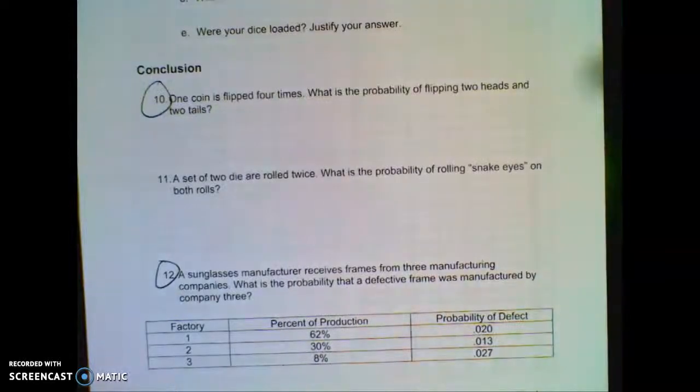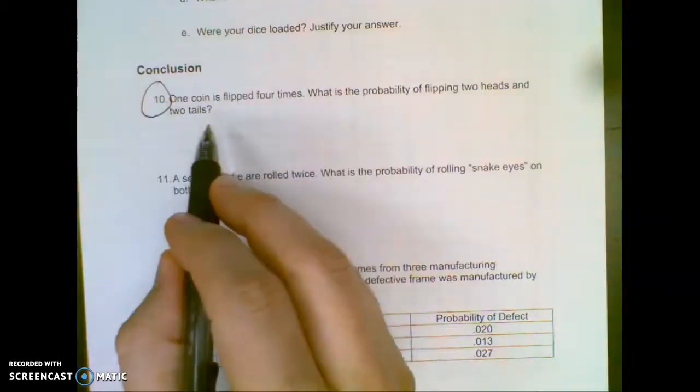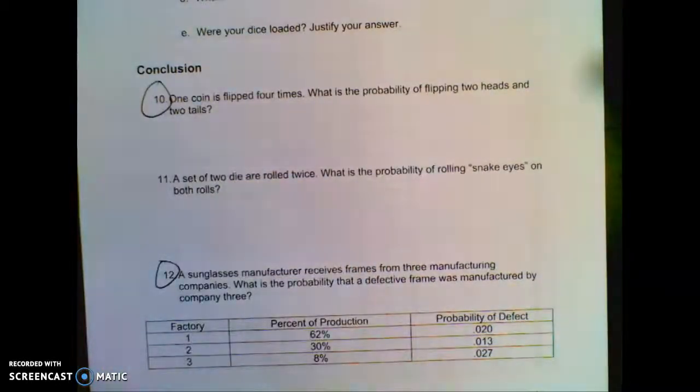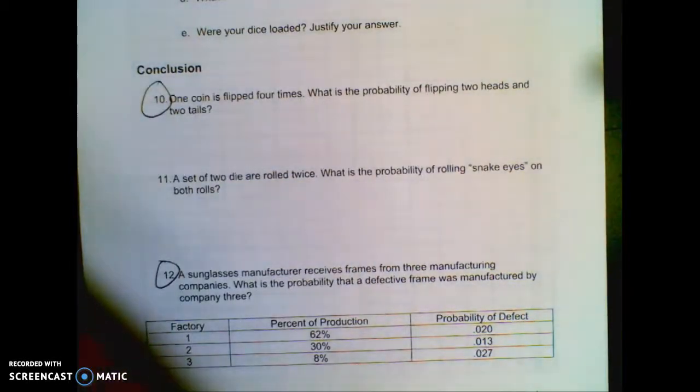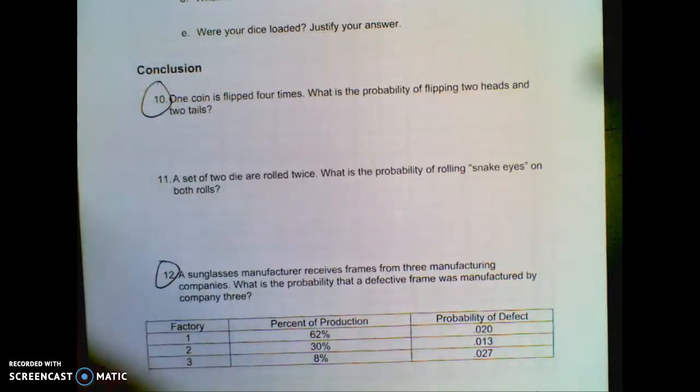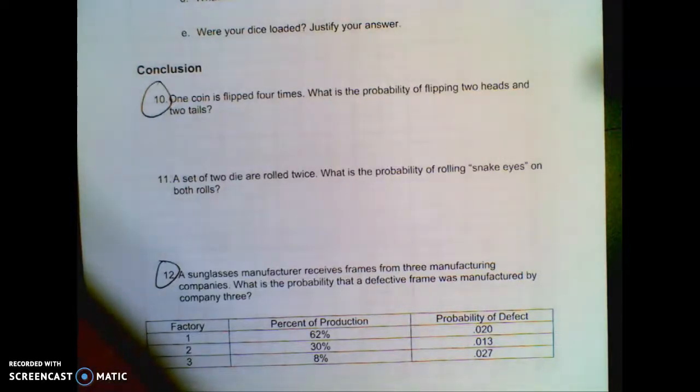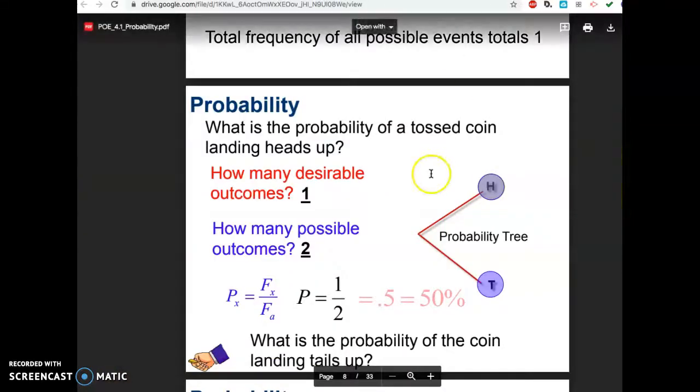All right, so here's some help with number 10 and 12 on the problems here. Number 10 is one coin is flipped 4 times. What's the probability of flipping 2 heads and 2 tails? Exactly 2 heads and 2 tails.